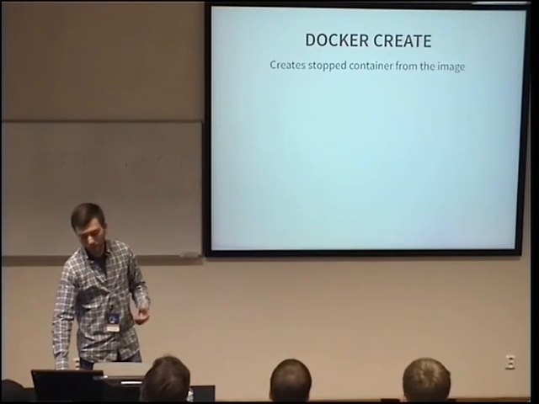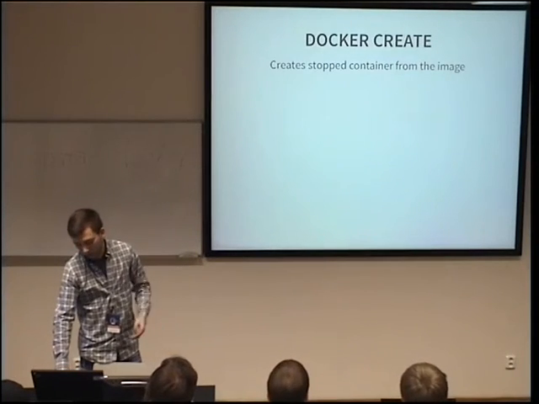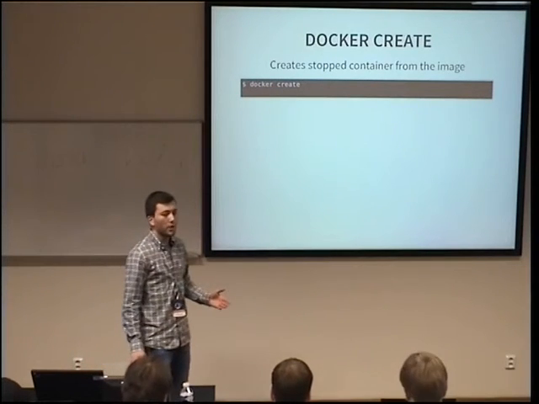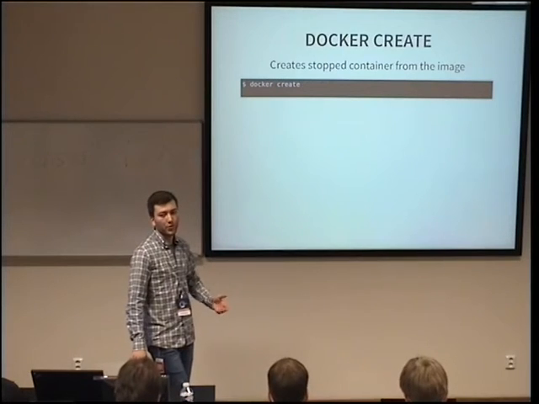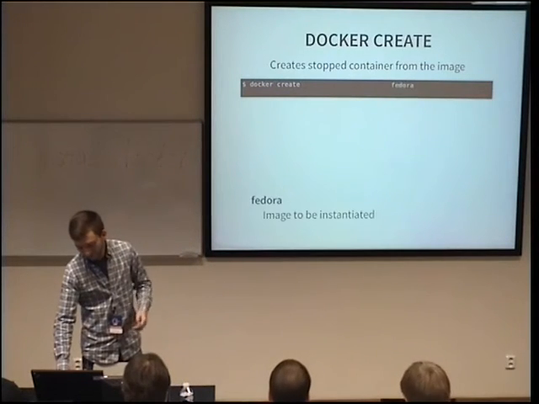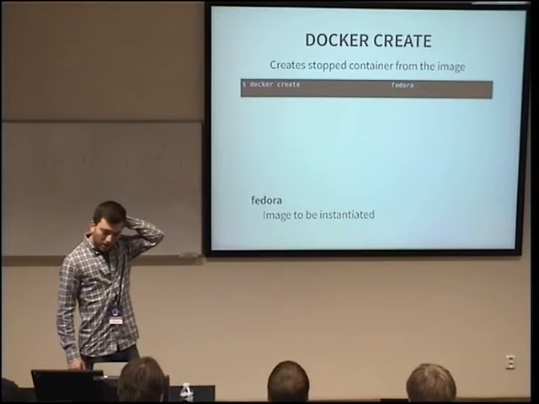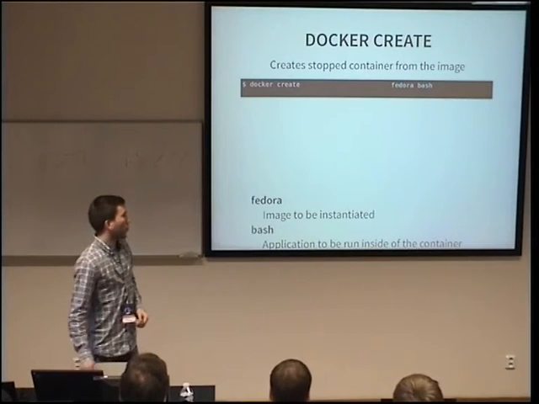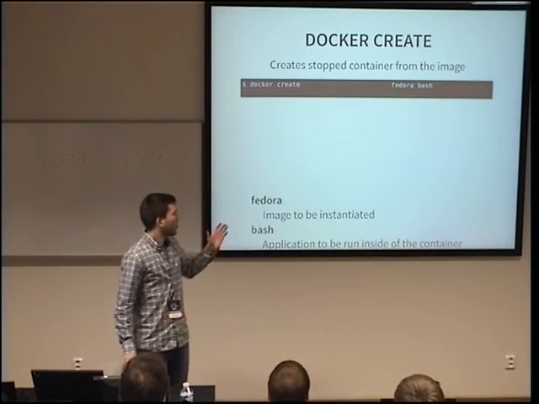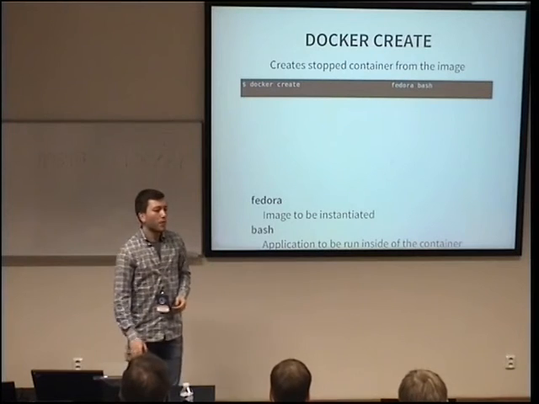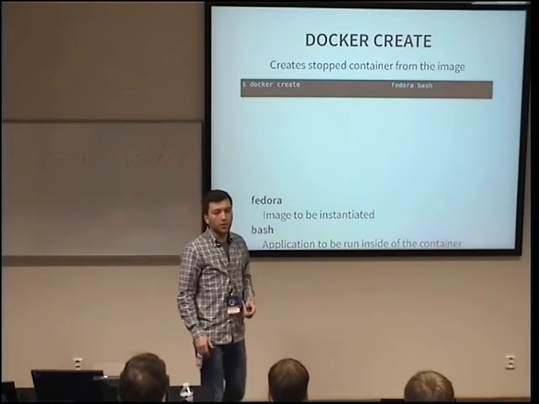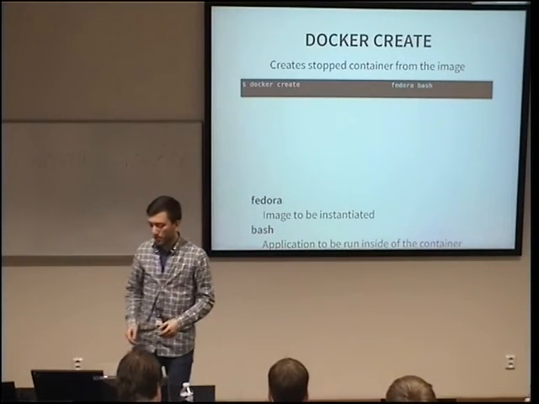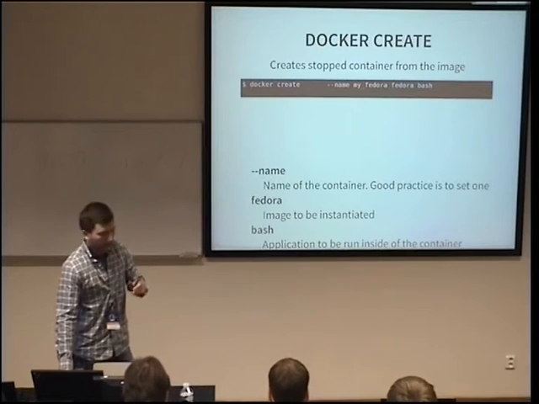There is a command for it called docker create. You give it the name of the image and also some parameters on what to do with it. In this case, we'd like to instantiate the Fedora image, and the process to be run inside would be bash. What we need for bash is to interact with the container, so there will be a switch for it.